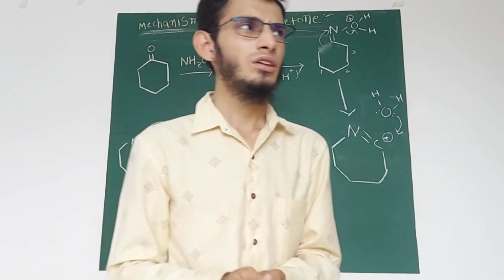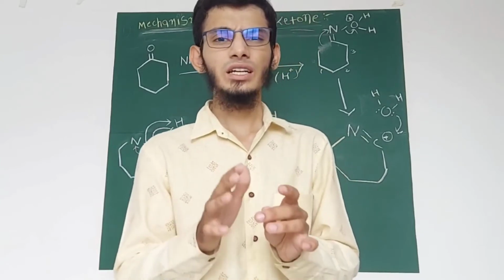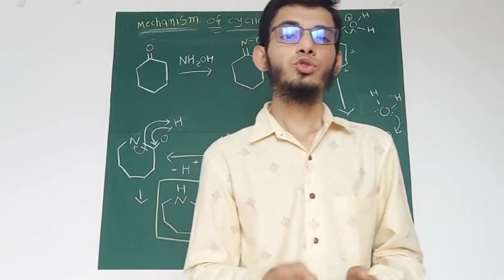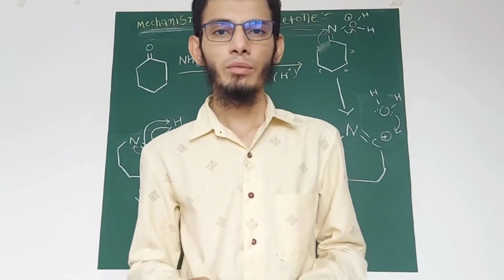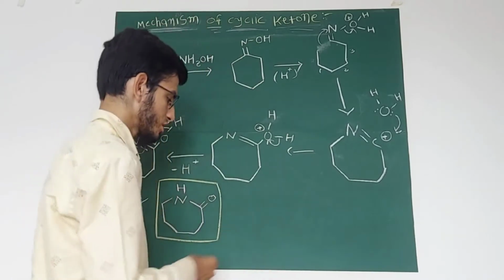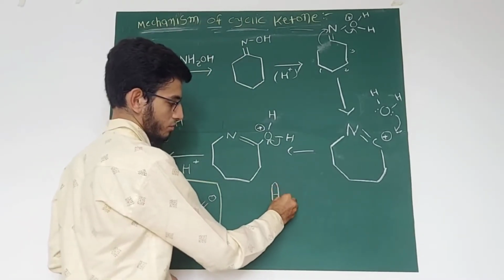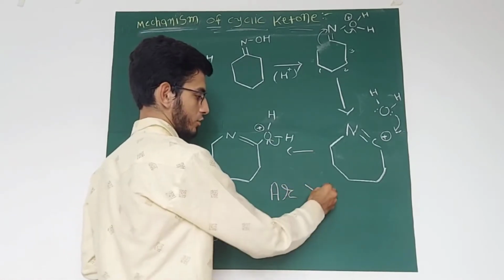Hydrogen will usually not migrate. In some cases it will migrate, but hydrogen is not a case for us. We should use aryl and alkyl, because alkyl seldom migrates. So what is the order? First aryl group, and then alkyl group.